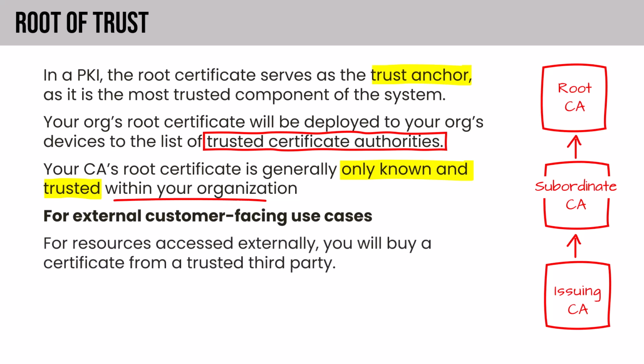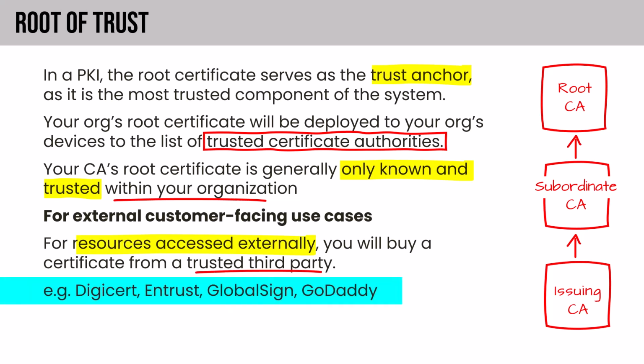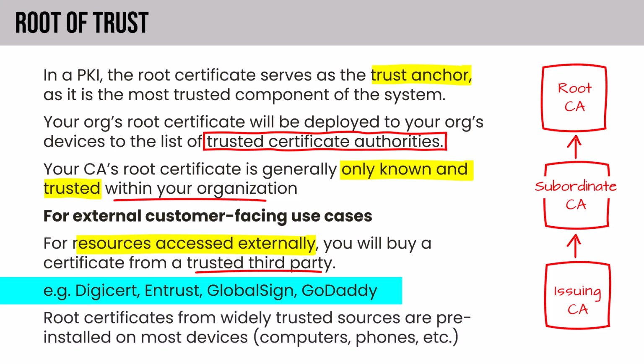For resources accessed externally, you'll buy a certificate from a trusted third party. Some examples would include DigiCert, Entrust, GlobalSign, GoDaddy. They all offer certificates for purchase. So the root CAs in their organizations and their hierarchies will be widely trusted and generally pre-installed on most devices out there, computers and phones and the like.